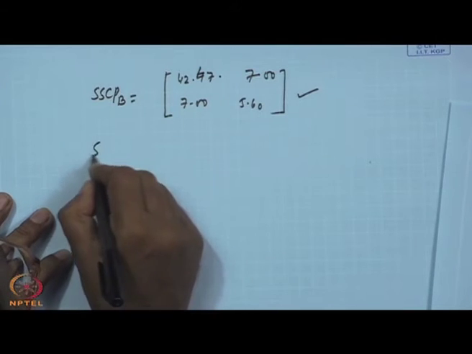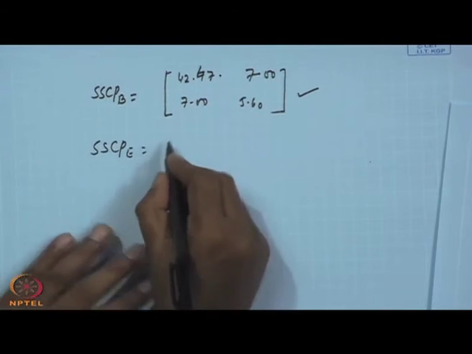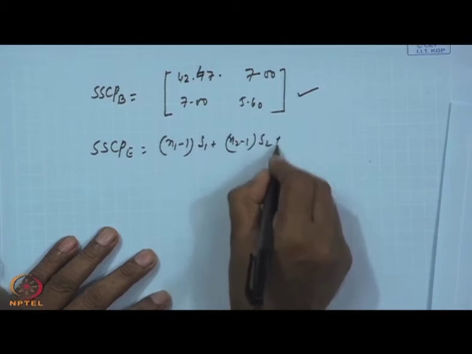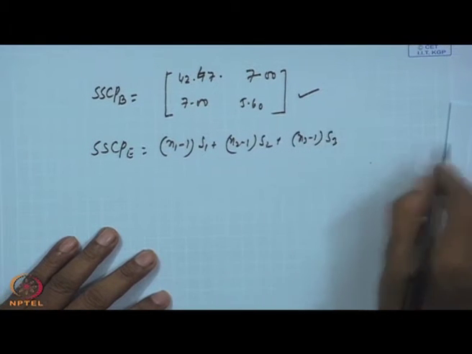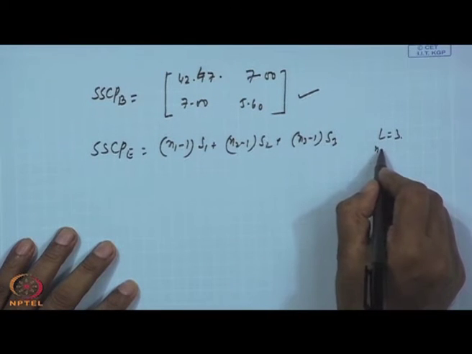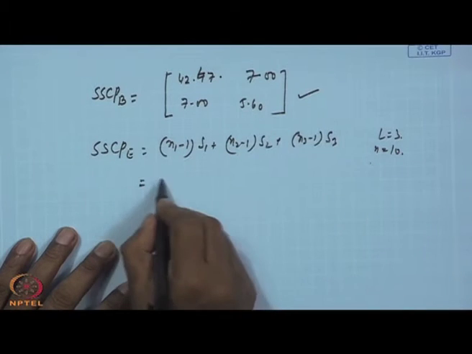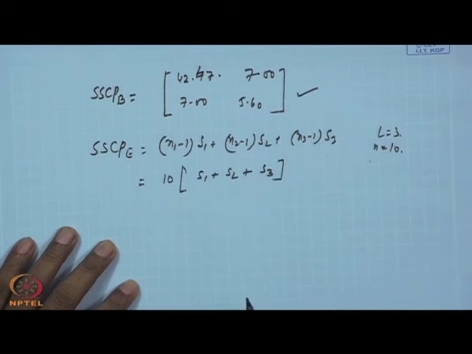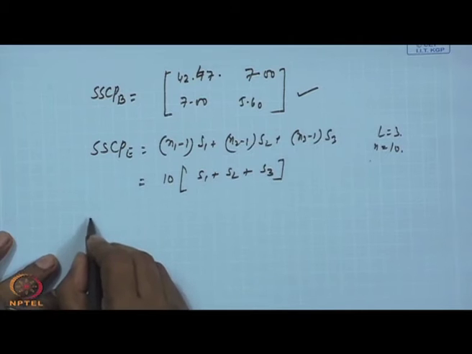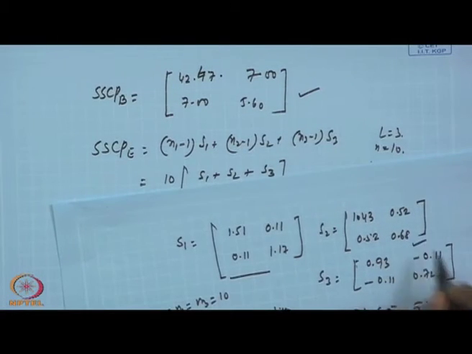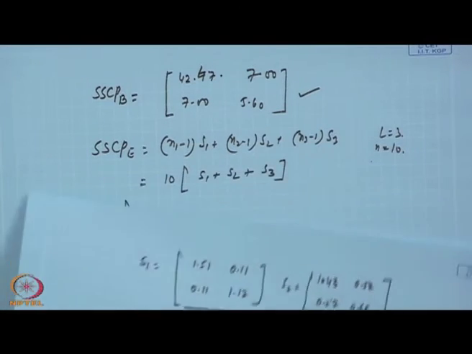Now we want to calculate SSCP-E. I told you this will be N1 minus 1 S1 plus N2 minus 1 S2 plus N3 minus 1 S3. In this case, capital L equals 3, and N1, N2, N3 are all equal to N equal to 10. So this is nothing but 10 into S1 plus S2 plus S3. So I will write it down now, equal to 10.